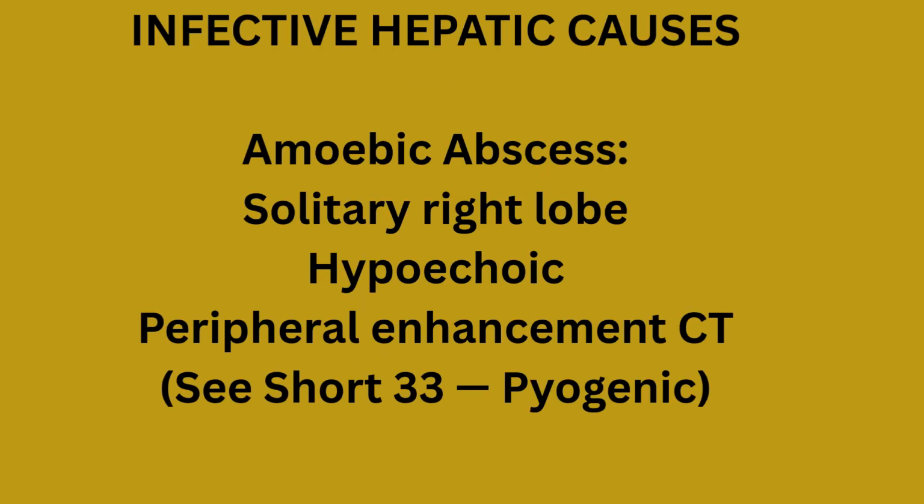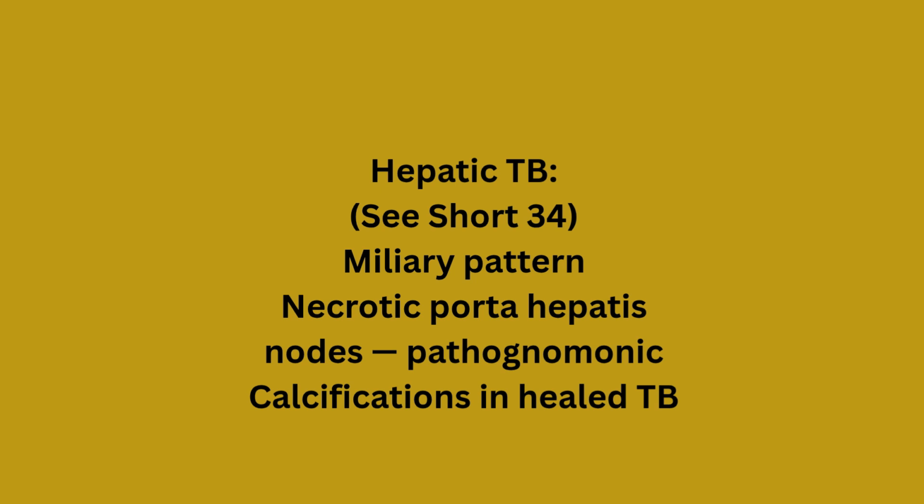Infective causes: amoebic abscess shows a solitary right lobe hypoechoic lesion with peripheral enhancement on CT. Hepatic TB: miliary pattern throughout liver and spleen, and necrotic lymphadenopathy at the porta hepatis, pathognomonic for tuberculosis. Calcification in healed TB. For details, see Shorts 33 and 34.